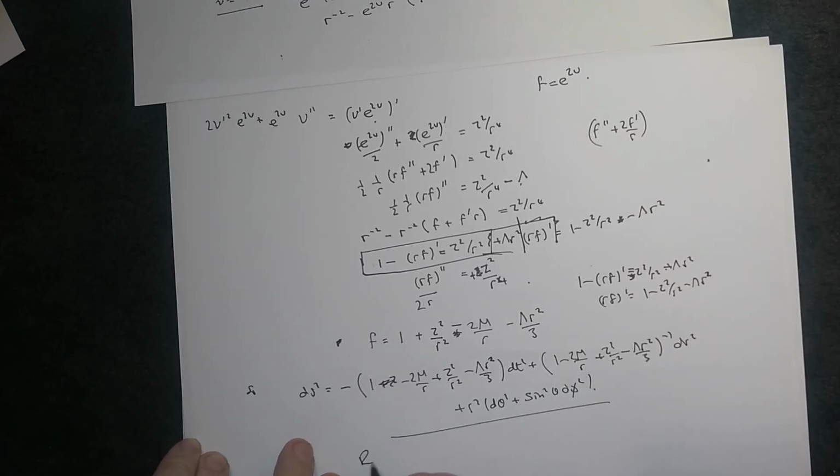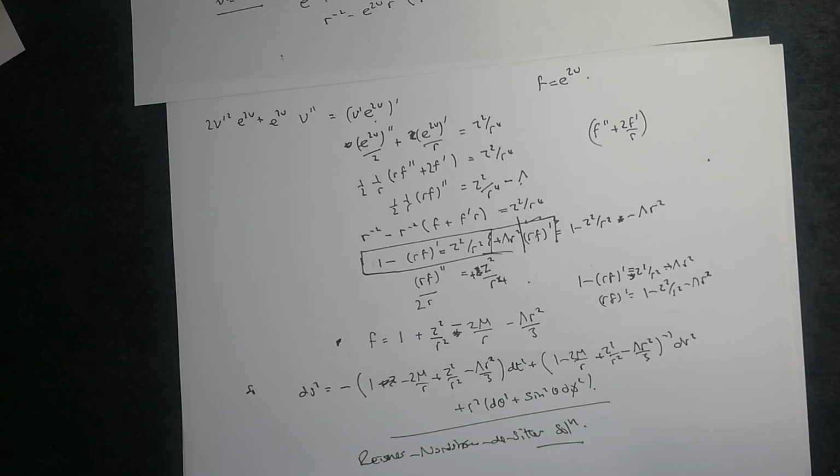And that is the Reissner-Nordström-de Sitter solution. If the cosmological constant is 0, then we get the Reissner-Nordström solution. If, in addition, the electromagnetic charges are 0, then we get the Schwarzschild solution. So that completes the proof of Birkhoff's theorem under these conditions.